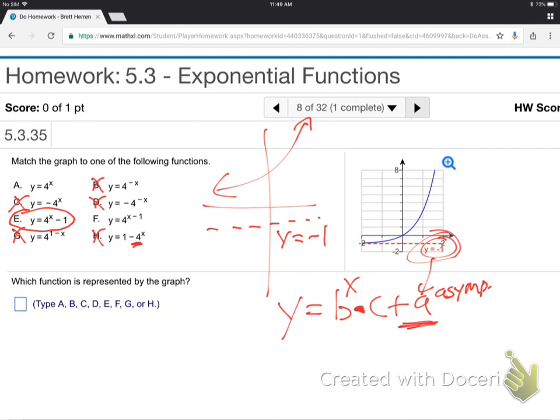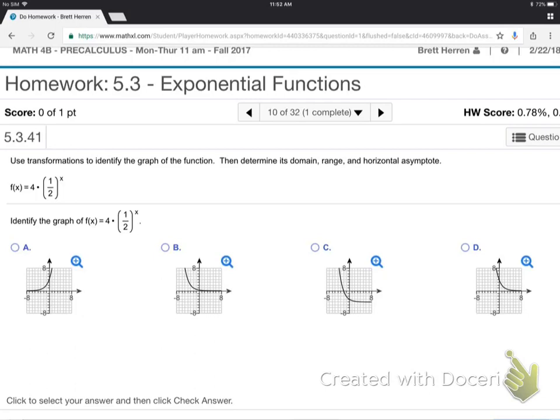All right, let's keep going. So number 10, we have y equals 4 times half to the x. All right. Let's think about the flip. I think the flip thing is a good way to start. The normal graph that's not flipped goes up to the right, doesn't it? Exponential. See, x is in the power. It's exponential. Normally they go up to the right.